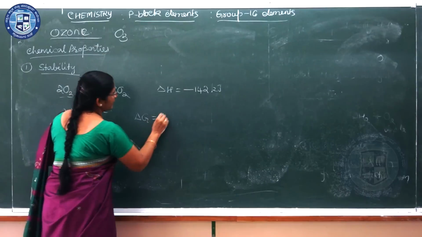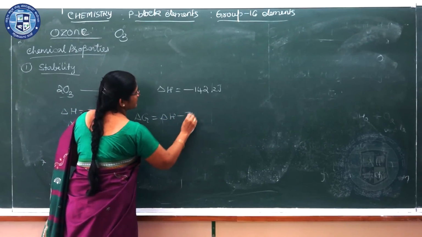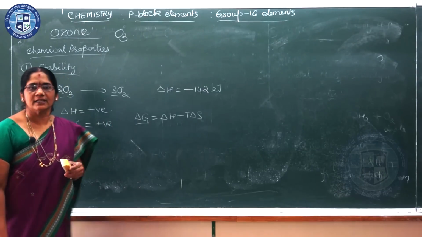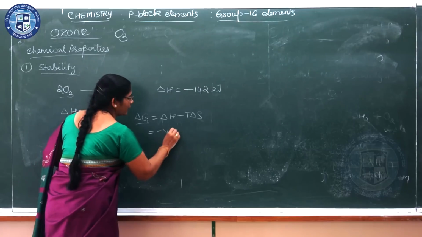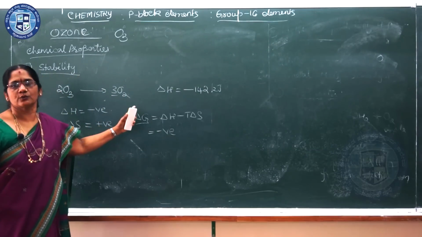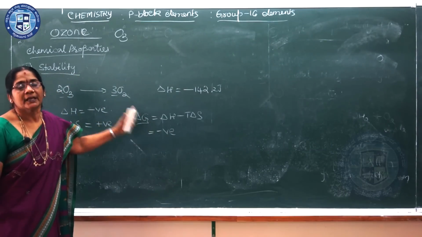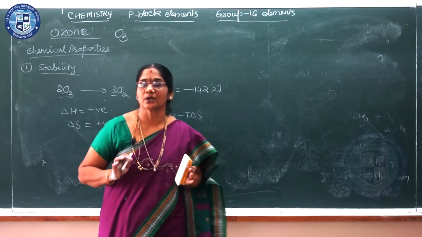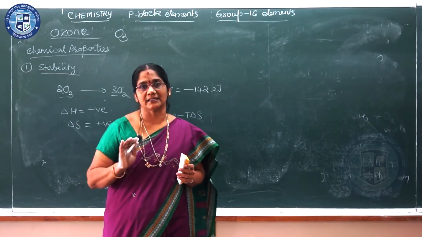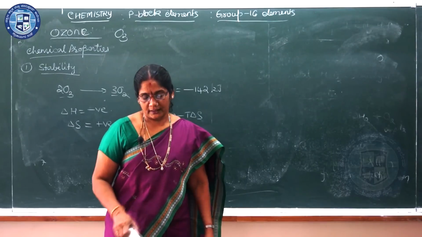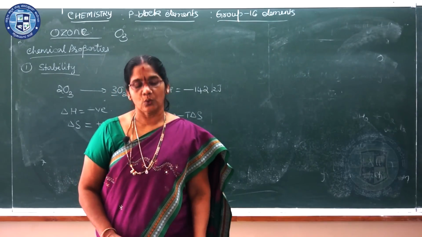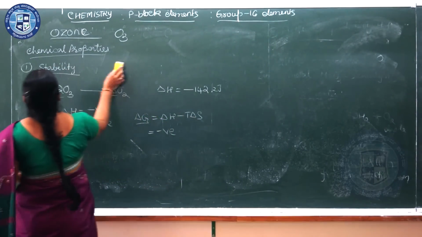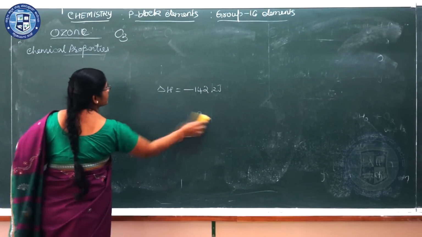In the equation delta G equals delta H minus T delta S, this is positive and this is negative, therefore delta G value is highly negative, which means this is a very spontaneous reaction. Therefore having ozone stored in a large concentration is highly dangerous as it may explode. Therefore to deal with ozone we have to be very careful. Next, this is about stability.